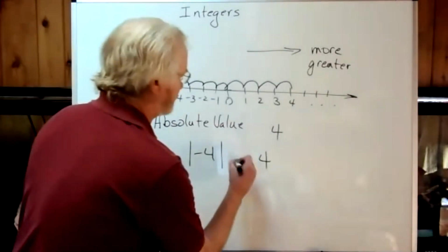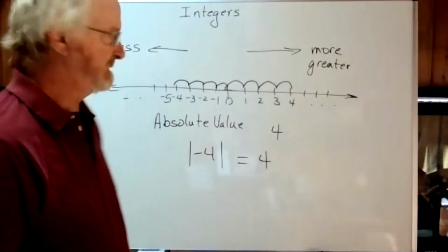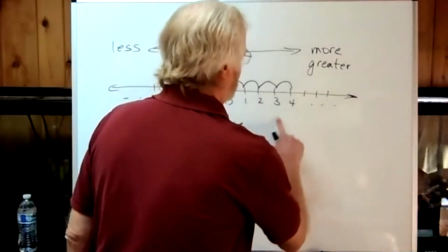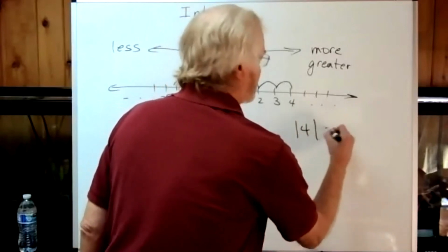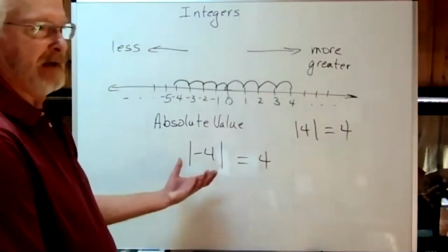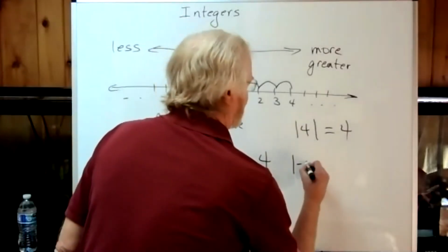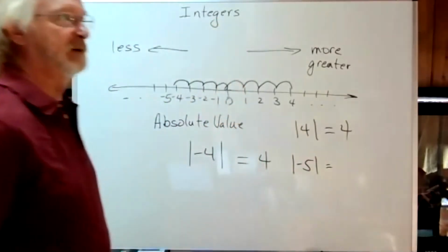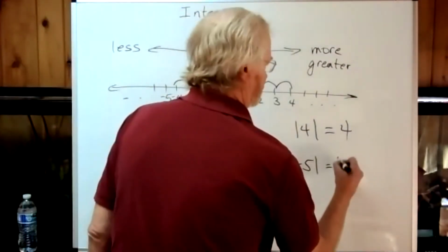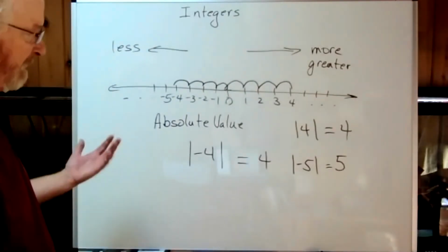And the answer is, well, lucky I can leave that there. It's always the positive number that is that distance. The absolute value is 4. The absolute value of +4 is also 4. The result of that operation will always be a positive number. The absolute value of -5: how far from 0 is -5? 5 units. It's a 5, positive. Okay, so we can compare.